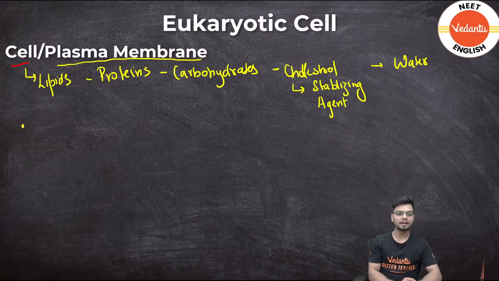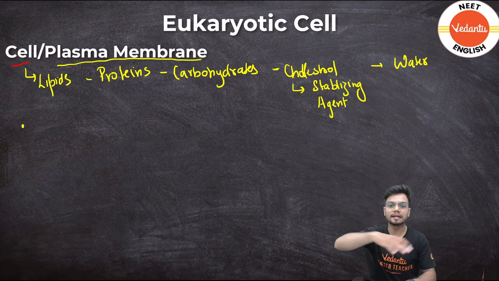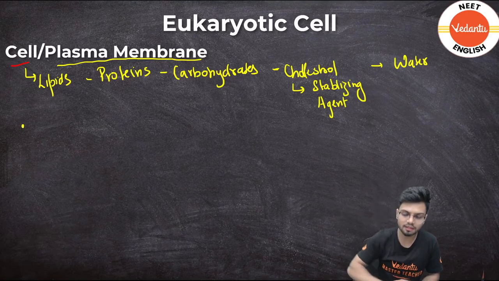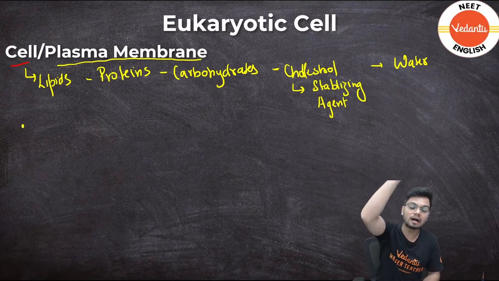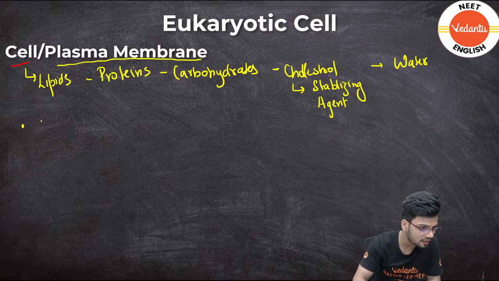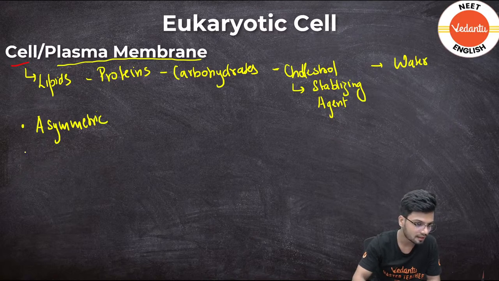Now, this particular plasma membrane in the case of eukaryotes is actually asymmetrical, just like the Indian roads. When you go on the Indian roads, is it symmetrical? No. There is one big depression somewhere, one big hump somewhere, again a depression, again a hump. So many potholes are there. So the entire structure of your plasma membrane is asymmetrical in nature.